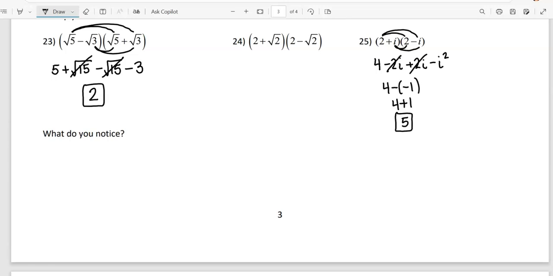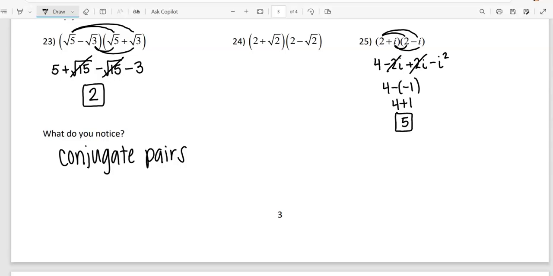Should have been on your homework last night. They're all binomials. What's the difference between the binomials? Positive and negative. So this is what we call conjugate pairs. That was on your homework last night. It asked you what we call the relationship between them. They're called conjugate pairs because they're the same thing, but it's plus and minus.